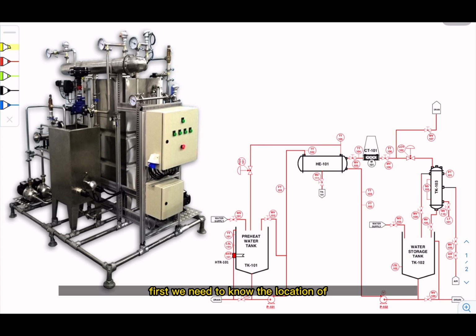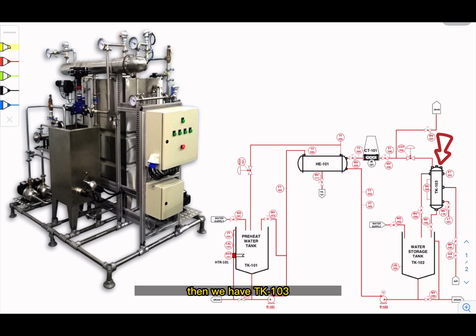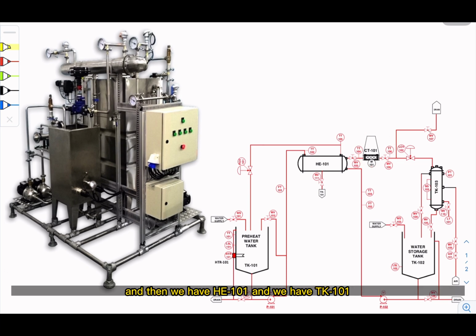First, we need to know the location of each component of the heat exchanger. So if we look at the P&ID diagram, we have a storage tank here. Then we have TK103, which is basically tank 103. And then we have CT101, and then we have HE101, and we have TK101.